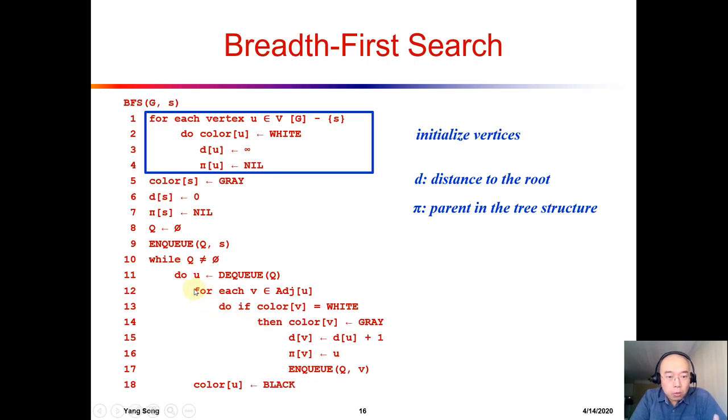Okay, and how do we explore the adjacent nodes? So for each of the adjacent nodes, if the color of the adjacent node is white, then we want to color that as gray. And then for the new node v, the distance to the root will be d u plus 1, and then u will be v's parent, and then we also put that v into the queue. Okay, so the code itself is dry enough, and probably you didn't enjoy it too much.